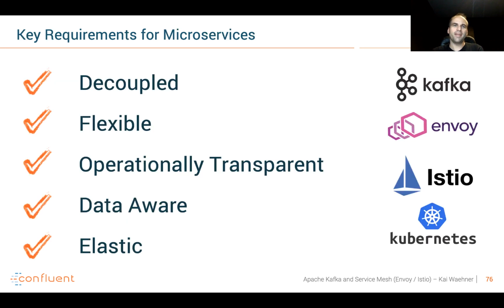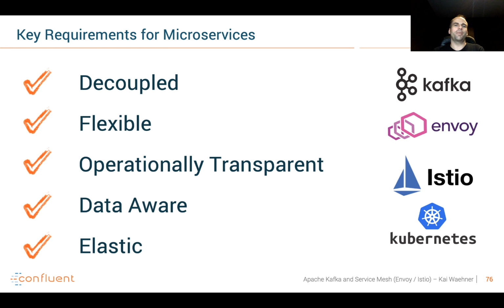So with that, if we now think about the key requirements again for microservices, if we run Kafka on Kubernetes and leverage a service mesh like Envoy and Istio, then you have everything. Kafka decouples the system. It also creates the data awareness and processing. And that in combination with Kubernetes and the service mesh creates high flexibility. It's also operationally transparent and elastic. And that's the final goal we want to have, right?